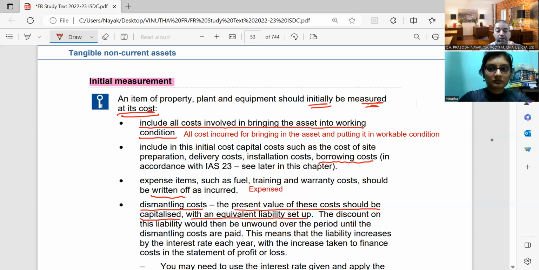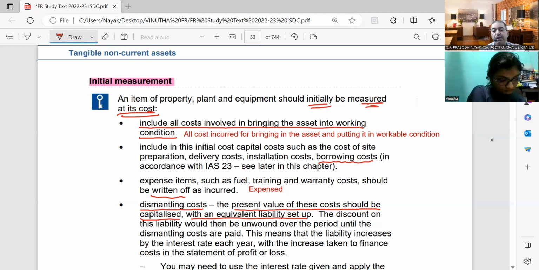Second, include in this initial cost capital costs such as the cost of site preparation, delivery cost, installation cost, borrowing cost. But borrowing cost I have underlined because we are going to do this at a later stage, because there are some restrictions on the borrowing cost. Borrowing cost means interest. So there are some restrictions on interest that we are going to see later on. So cost of site preparation.